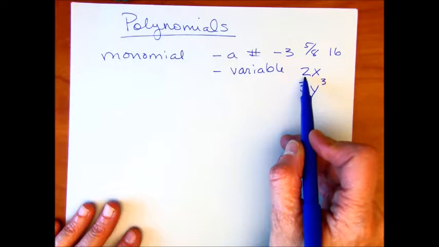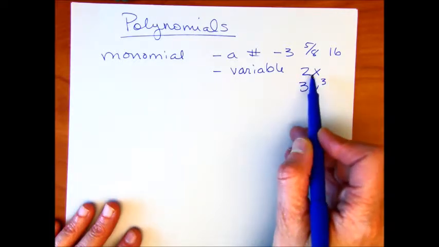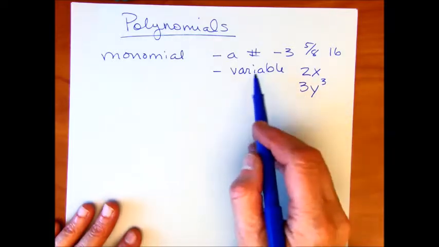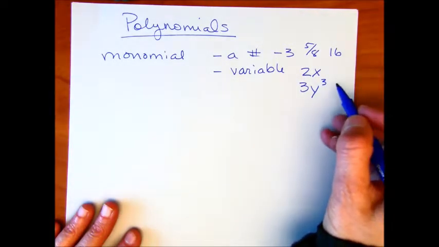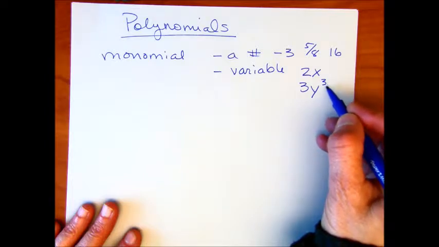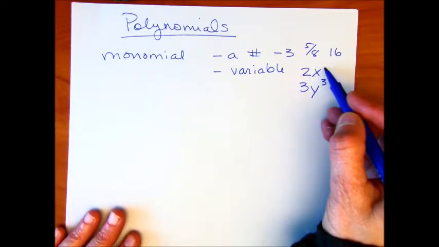Remember that the 2 or the 3, those are called coefficients, and we're multiplying them to the variable. And also notice that the variable has an exponent, or a degree. In this case the degree would be 3. In this case the degree would be 1, even though we don't write the 1 there with the x.